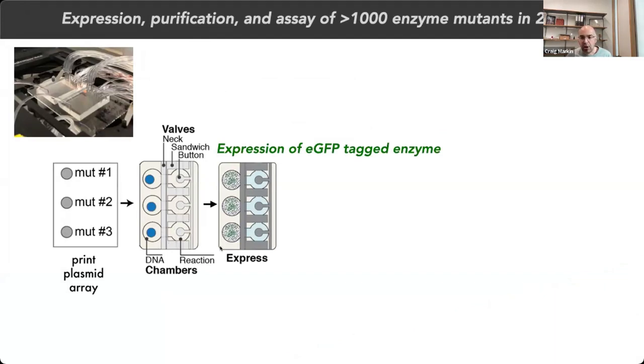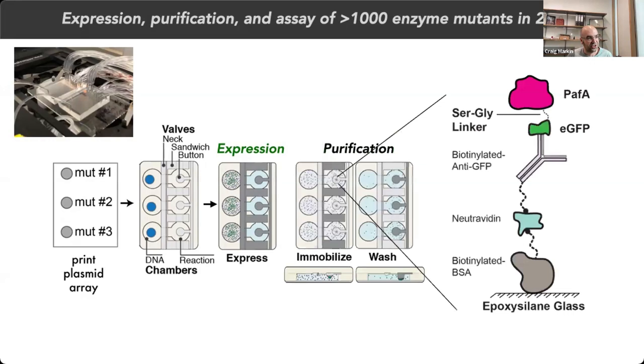So the next question is, how do we actually make enzyme from the DNA? Well, we just flow in a cell-free expression system, a transcription translation mixture. We use that to solubilize the DNA. Then we close these valves and just put the entire chip on a hot plate and let the enzyme express for an hour. And each of our mutants is C-terminally EGFP tagged, and we use that tag for purification and quantification.